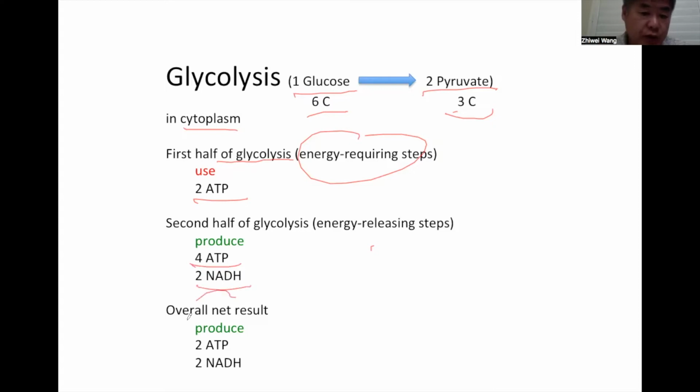Certainly, the overall result is 2 ATP produced and 2 NADH, right? Because you produce 4 ATP in the second half, but they use 2 ATP in the beginning. So 4 minus 2, you end up with 2 net production of ATP in the glycolysis step.